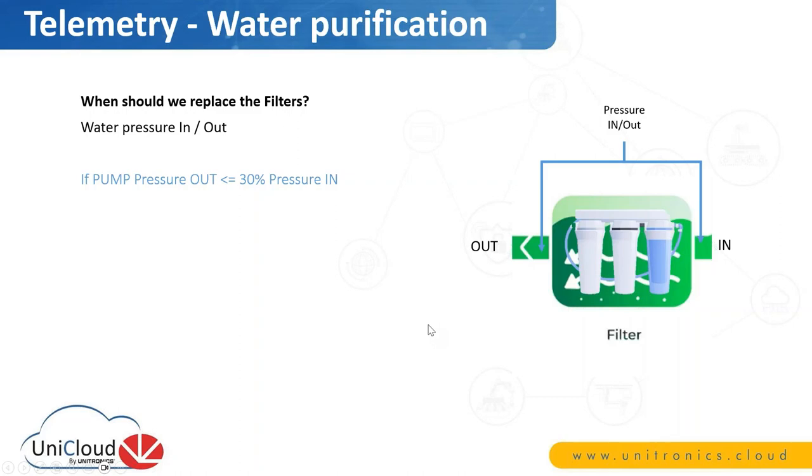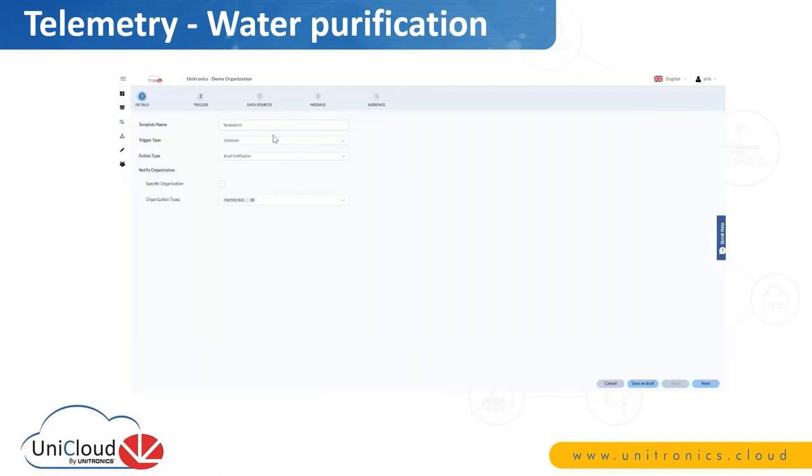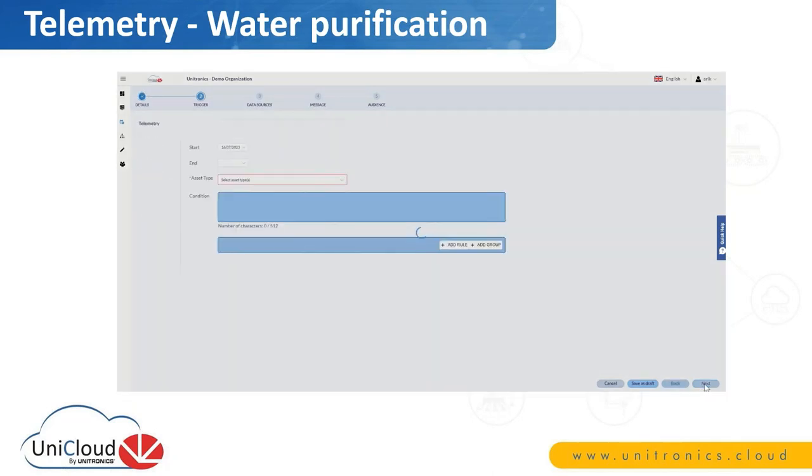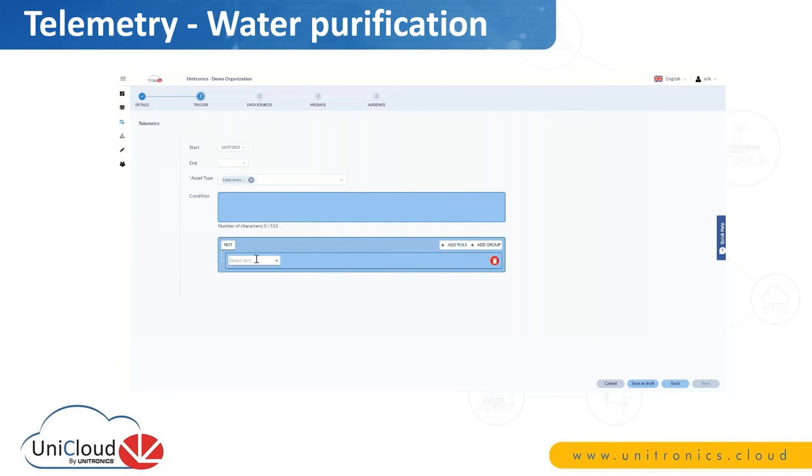So let's see, how do I do that? So again, I will create a new event, give it a name. If pump pressure out is less than 30% of pressure in. In this case, I will choose telemetry. Choose again the asset type and start creating my rules and conditions. So I'm looking for pump one pressure out. Here it is. So if pump one pressure out is equal or smaller than, in this case, I'm going to use the calculation tool in order to calculate 30%.